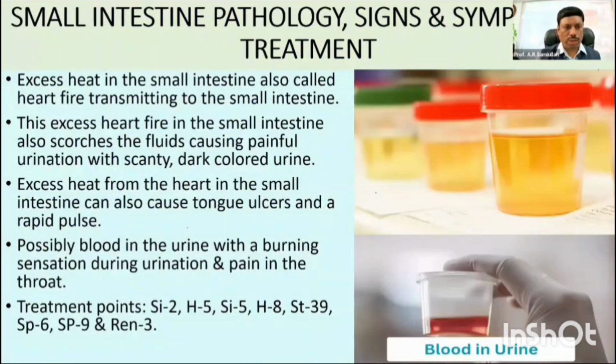Then small intestine pathology: excess heat in the small intestine is also called hot fire transmitting to the small intestine. The excess hot fire in the small intestine also scorches the fluids, causing painful urination with scanty and dark colored urine. Remember, this is a key point, and hopefully this explanation shows how it is interconnected. Now, small intestine problems connect to the urinary bladder. The urinary bladder energy is over controlling to the small intestine.